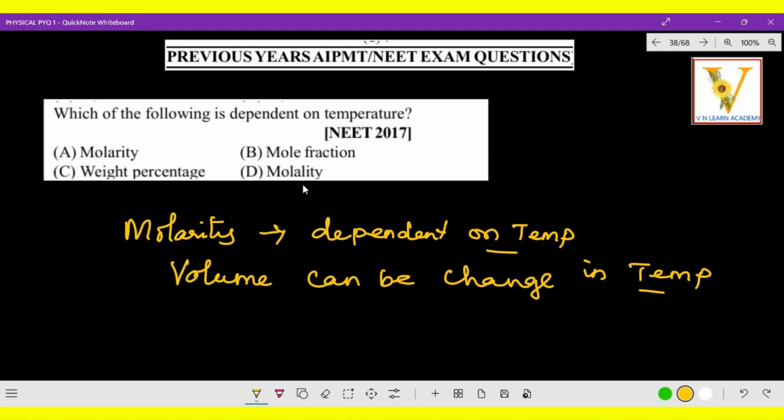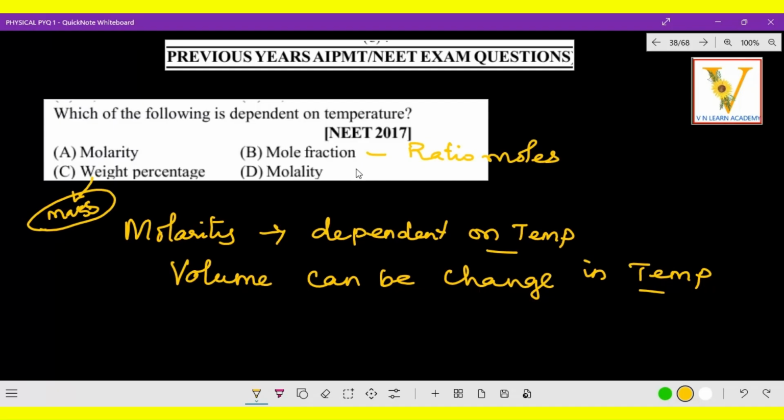Okay, now mole fraction. What about mole fraction? Mole fraction is a ratio of the moles. This is completely ratio of the moles, right? Okay, now ratio of the moles, so it will not be affected by temperature. And the same way, weight percentage also represents ratio of the mass. This is ratio of the moles and this is ratio of the mass, right?